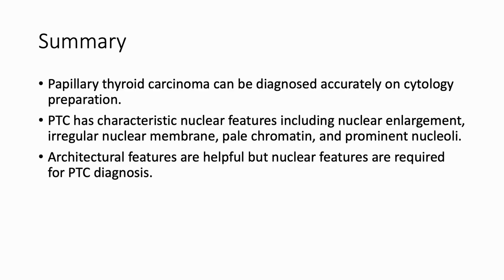nuclear enlargement, irregular nuclear membranes, nuclear grooves, pale chromatin, small, prominent nucleoli. Architectural features, like papillary structures and cellular swirls, can help, but they're not required, and not sufficient by themselves. And that wraps up our review of the cytologic diagnosis of papillary thyroid carcinoma. In our next video, we'll shift gears and talk about the cytologic diagnosis of follicular neoplasm.